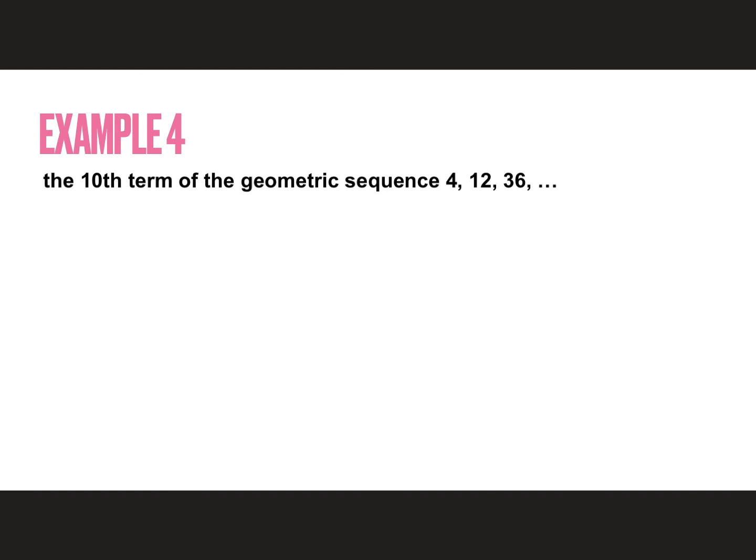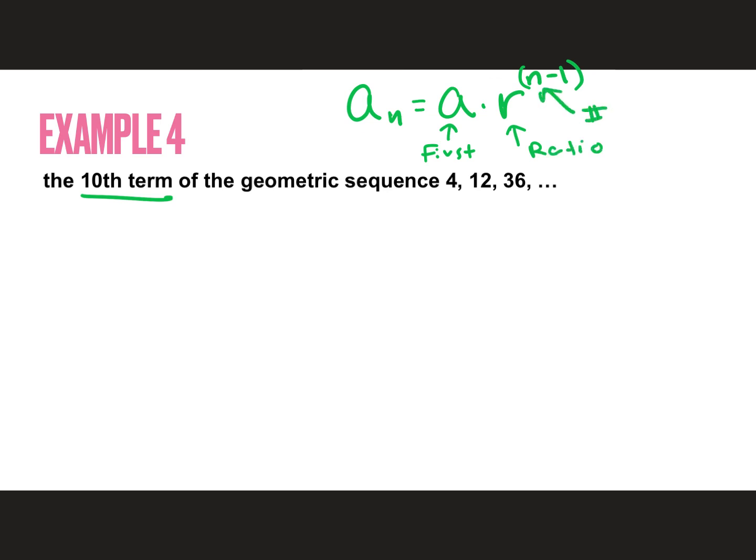All right, in example 4, we have to find the 10th term of the geometric sequence. So our formula for geometric sequences is different than arithmetic. We have a sub n is equal to a times r to the power of n minus 1. So a, again, is our first term. r is our common ratio. And n is the number of the term that we're looking for. So here I'm looking for what term? The 10th term.